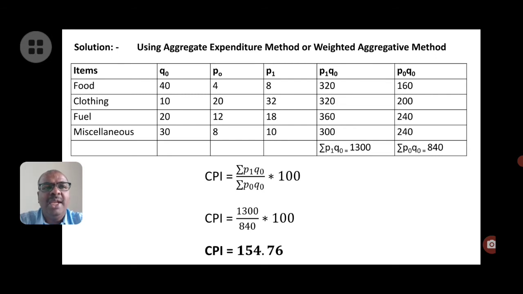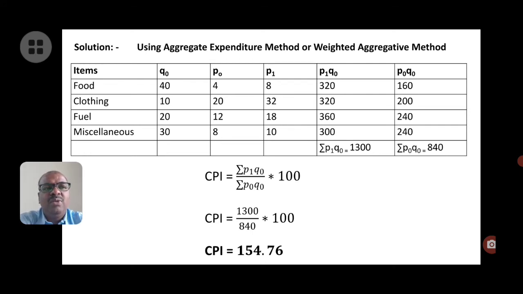So 8 into 40, 320. Next 10 into 32, 320. 20 into 18, 360. 30 into 10, 300, and the total of P1 Q0, when we add up all these four values, it will be 1300.